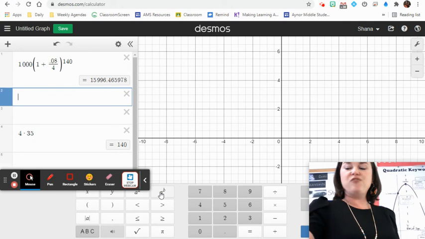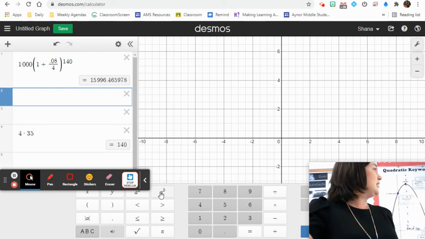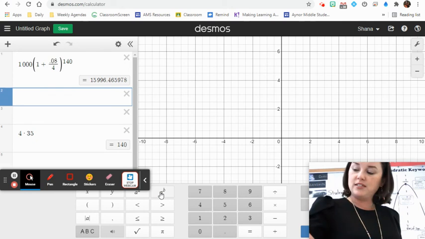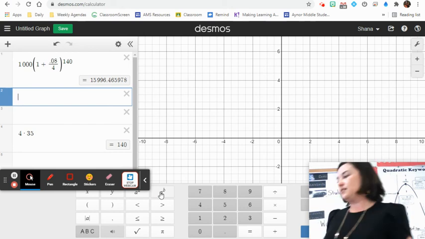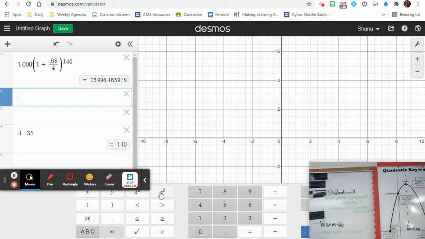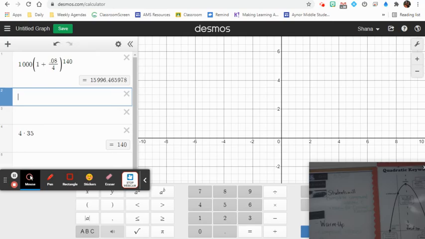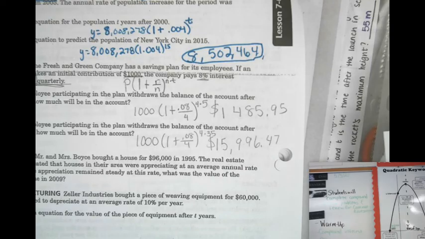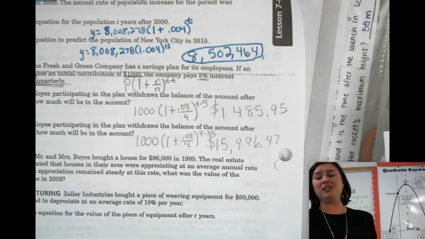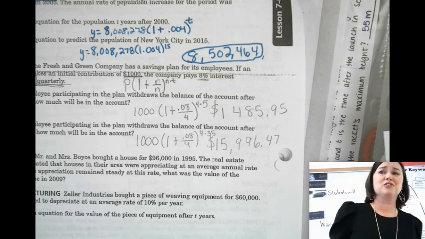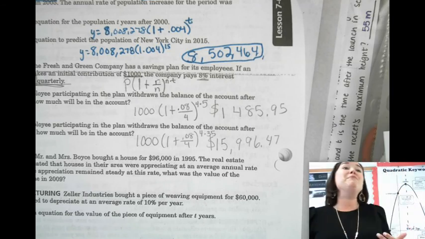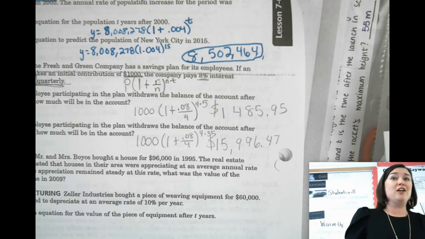So the answer now is $15,996.47. Now you might be saying, Miss Dix, after 35 years, all this person has earned is close to $15,000. Yes, but all they put in was $1,000.